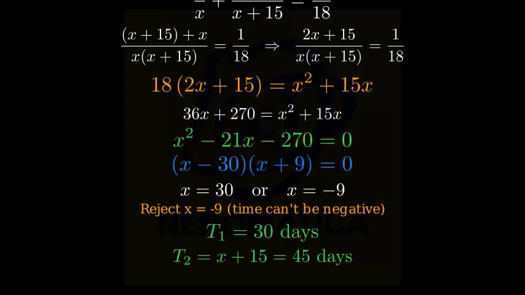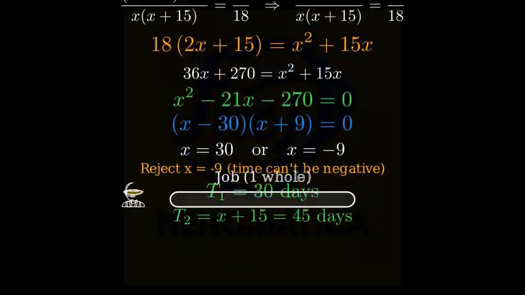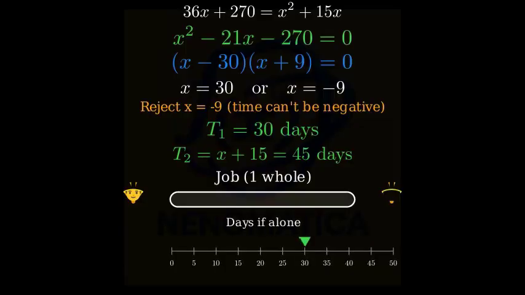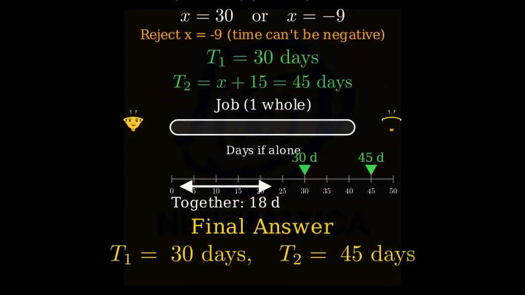Let's summarize everything with a quick visual. On this axis of days, mark 30 for the first worker and 45 for the second worker. Together, they need only 18 days since their rates add. Answer: first worker, 30 days. Second worker, 45 days.